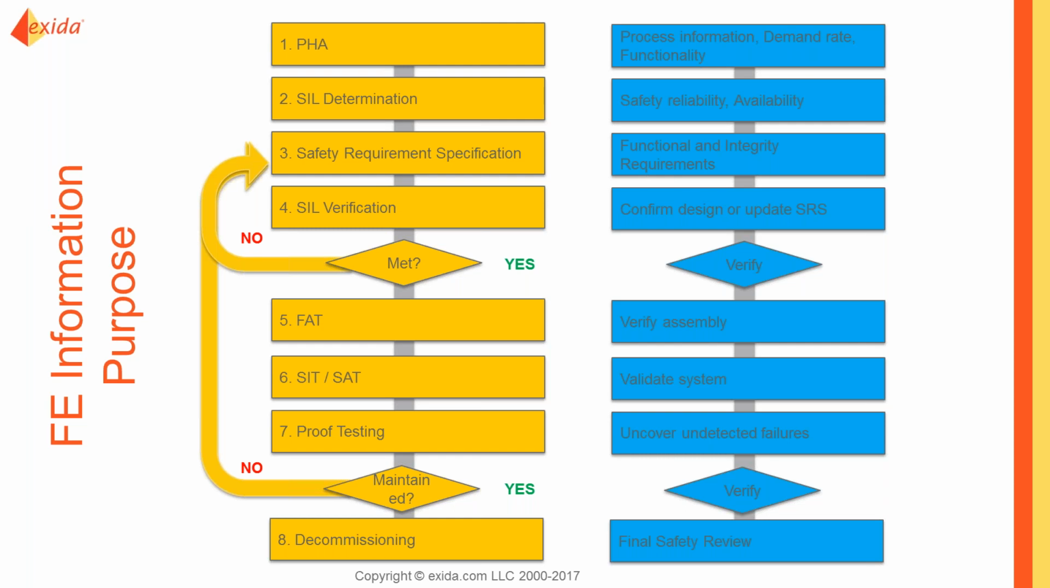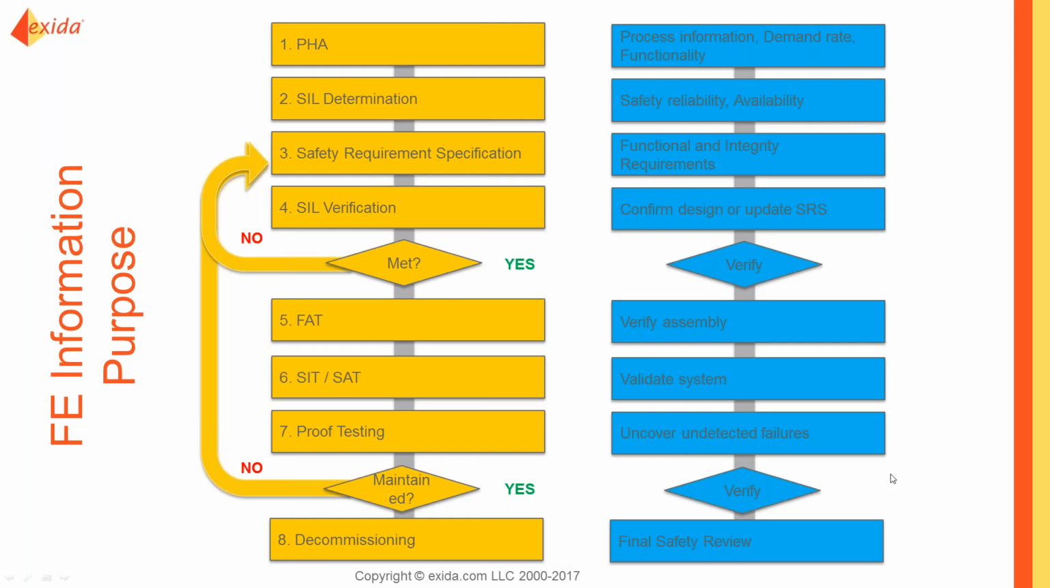We'll expand upon those. SIL verification essentially is going to confirm that yes, we did meet our requirements, or no, we need to go back and adjust our design. FAT can be used to verify that the integrated assembly of valve, actuator, and say solenoid for control are correct. After we install it, we want to validate the system is correctly installed. Then we're ready to run.